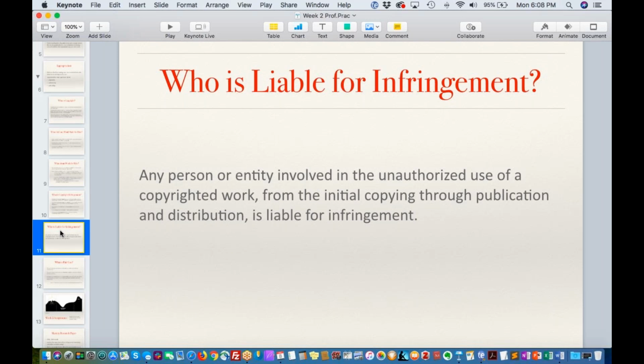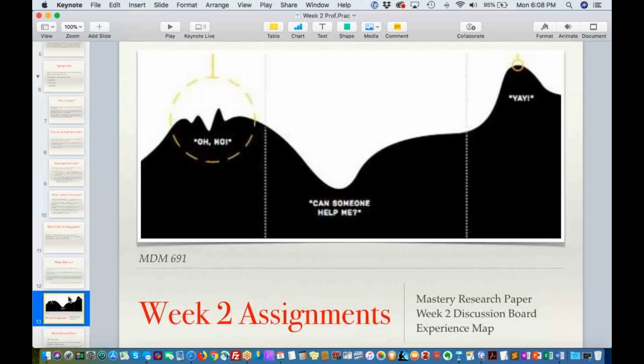So who's liable for infringement on a copyright? Any person who's making money off that unauthorized use of a copyrighted work. From the initial copying right off the internet through distribution, by running around with a bag of t-shirts at a festival, that person is liable for copyright infringement.